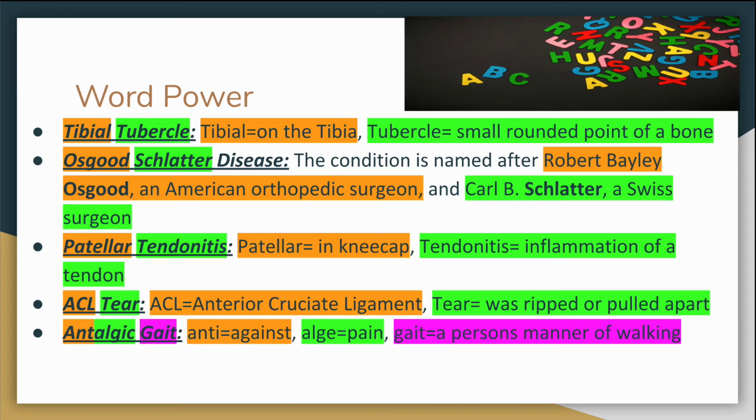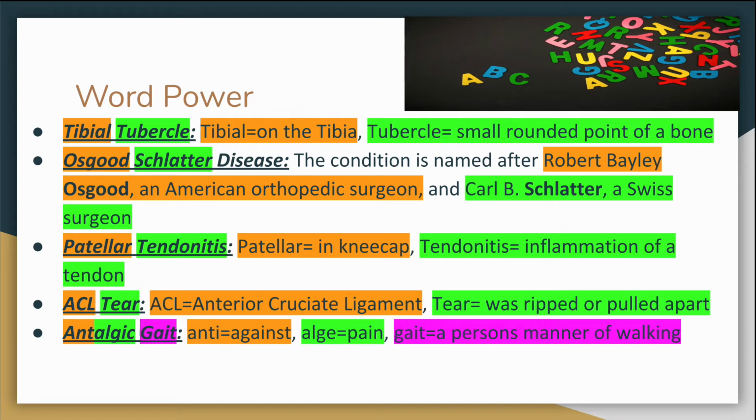On to word power. Tibial tubercle can be broken down into tibial, meaning on the tibia, and tubercle, meaning a small rounded point of a bone. Osgood-Schlatter disease is the condition named after Robert Bailey Osgood, an American orthopedic surgeon, and Carl B. Schlatter, a Swiss surgeon.